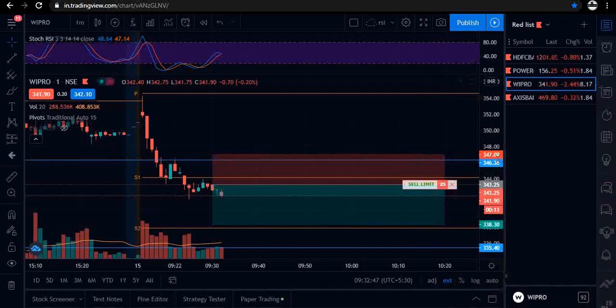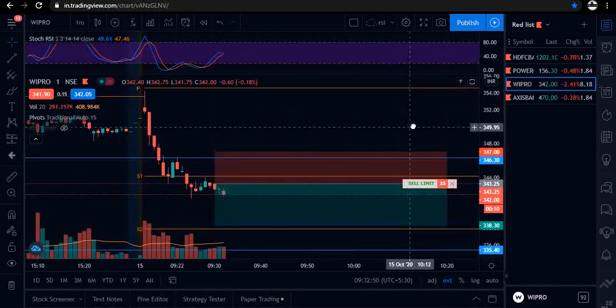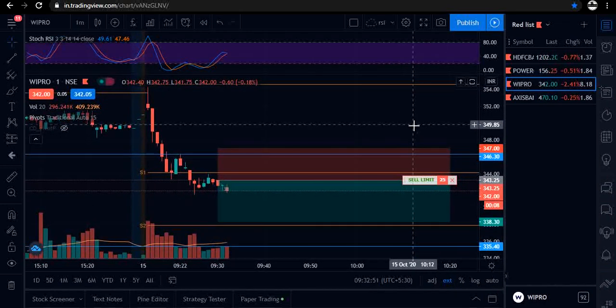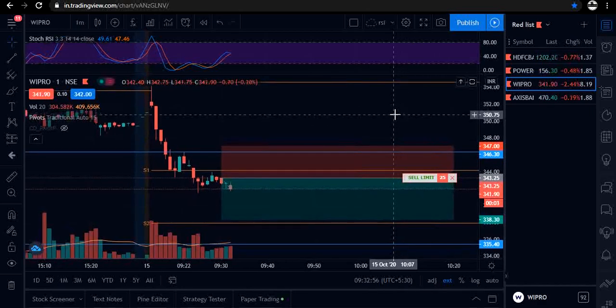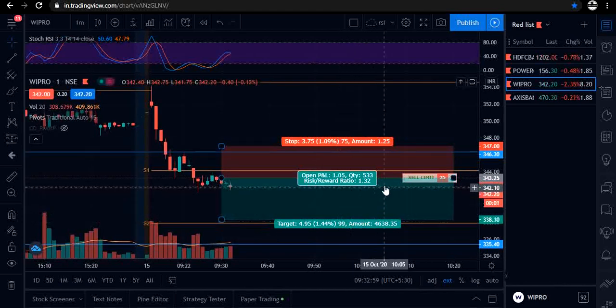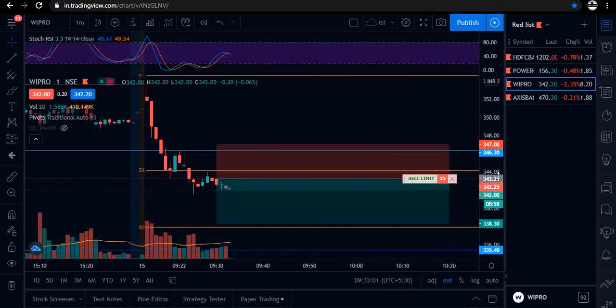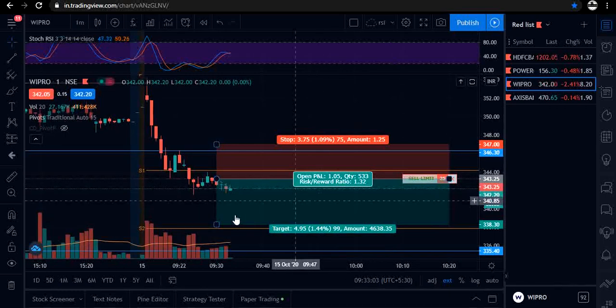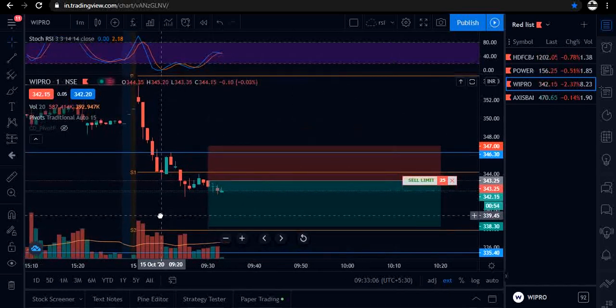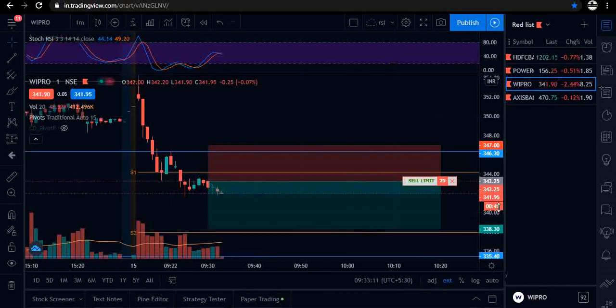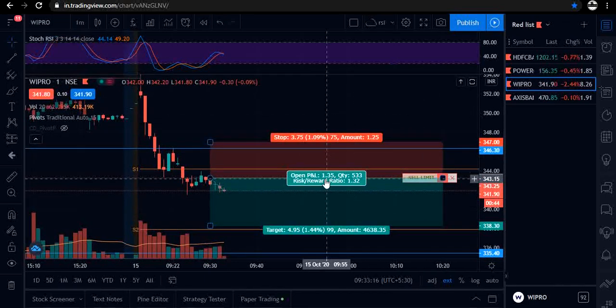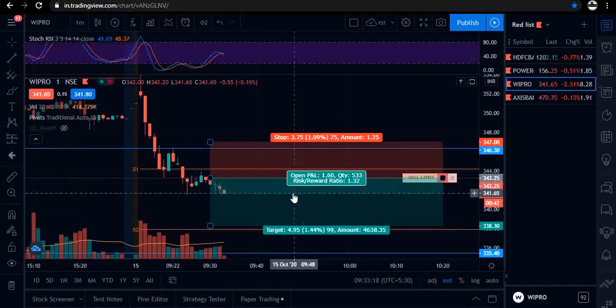Okay, so let us come on to our chart. So traders, here I am seeing an opportunity in Wipro for the selling side, and also I have placed the order with limit order. Okay traders, for the sell side, but our order has not yet been executed as it is already going downside, so we will wait for our order to get triggered because this will be the best price for us. If it doesn't get triggered, then I will not be selling at this price here.